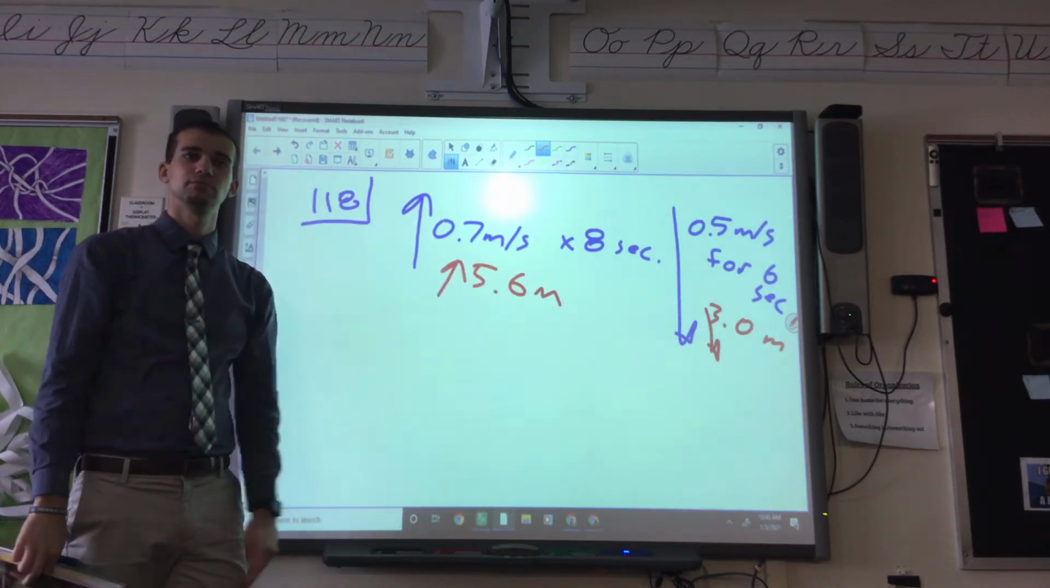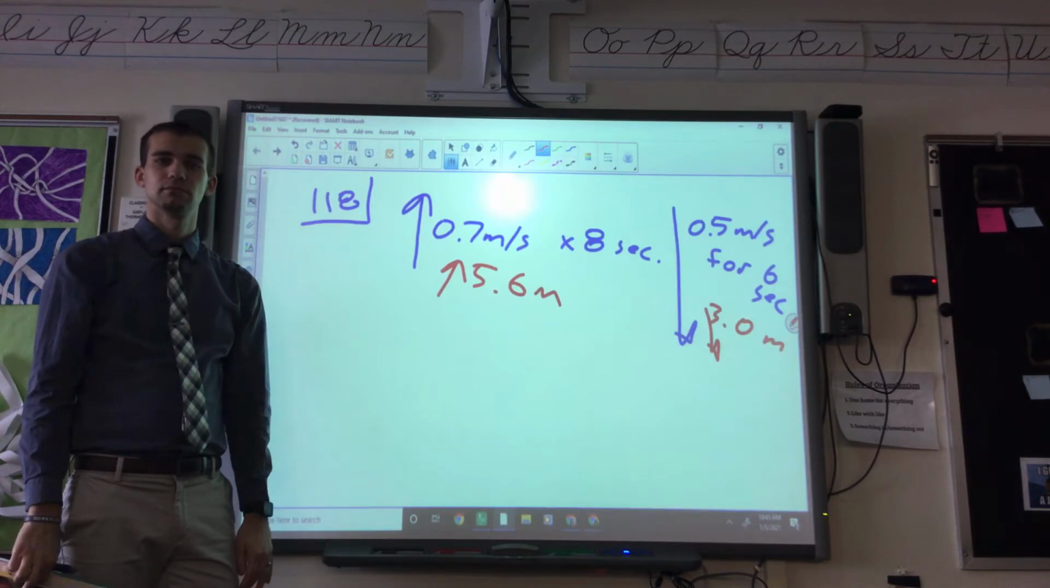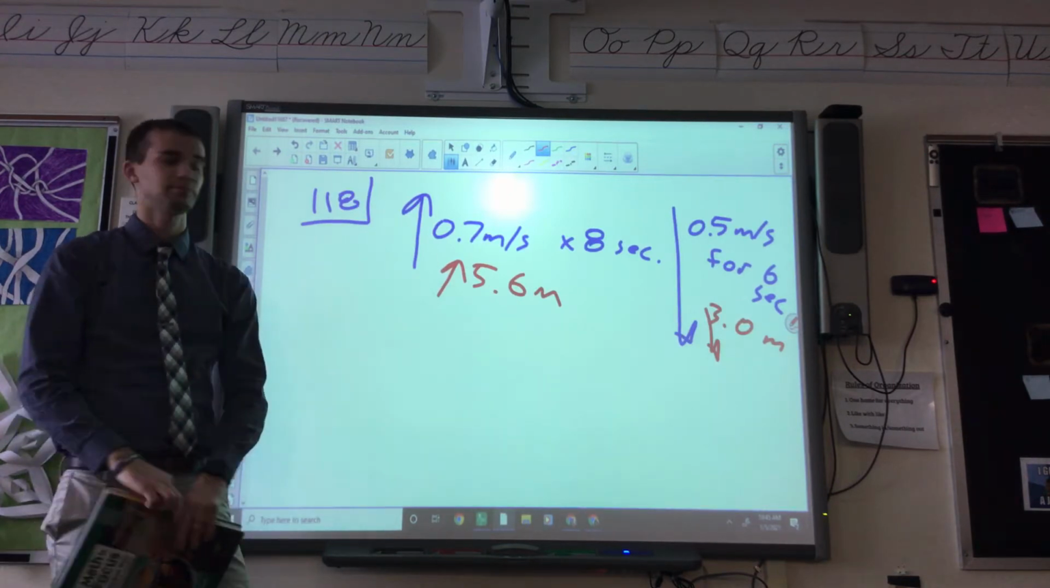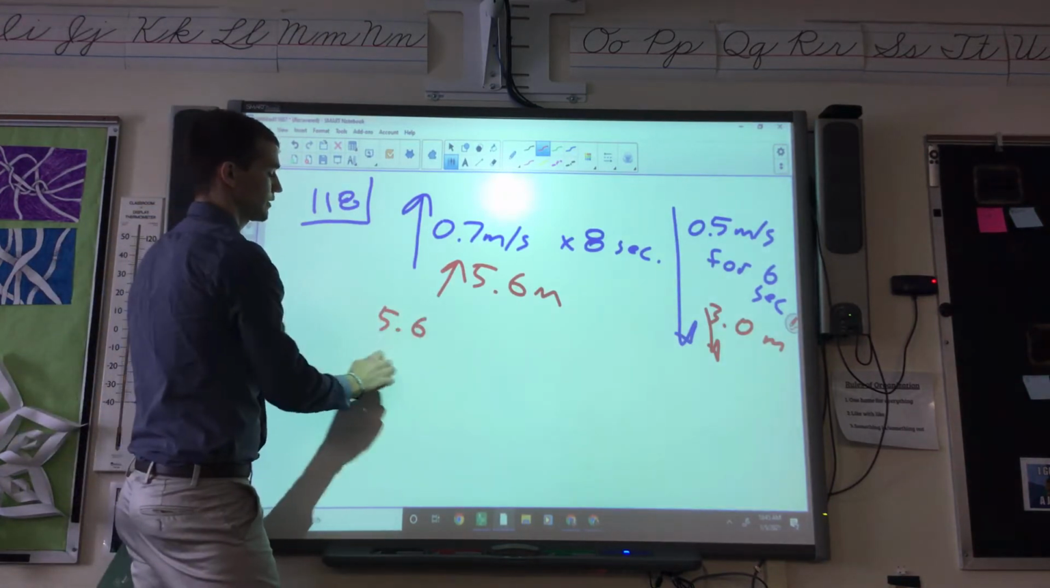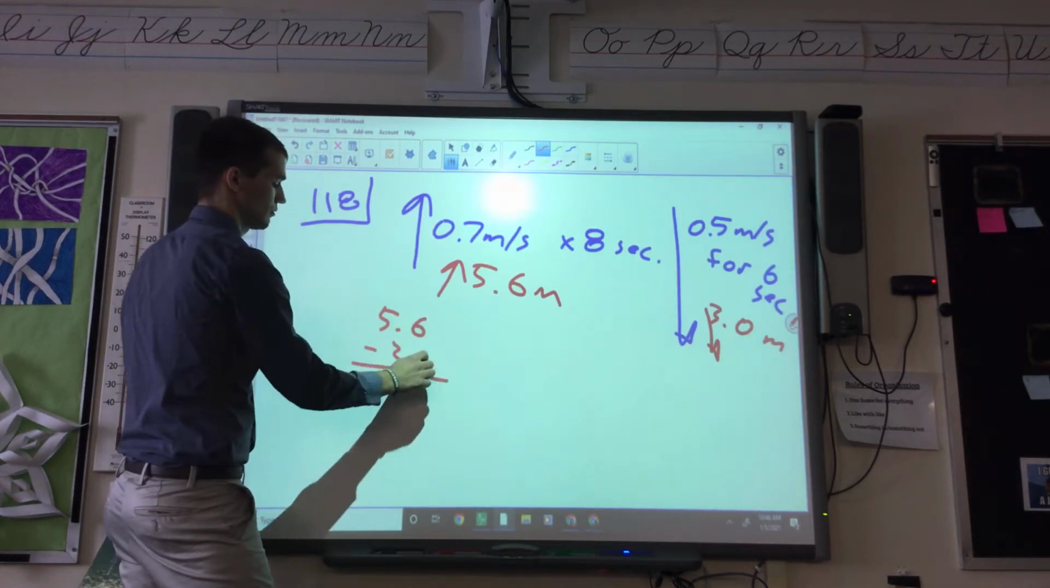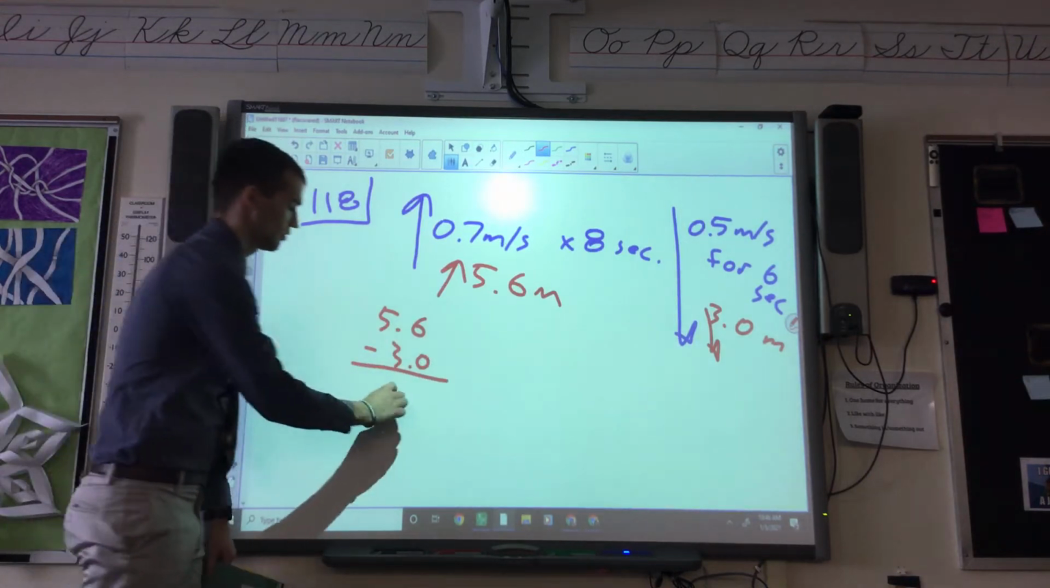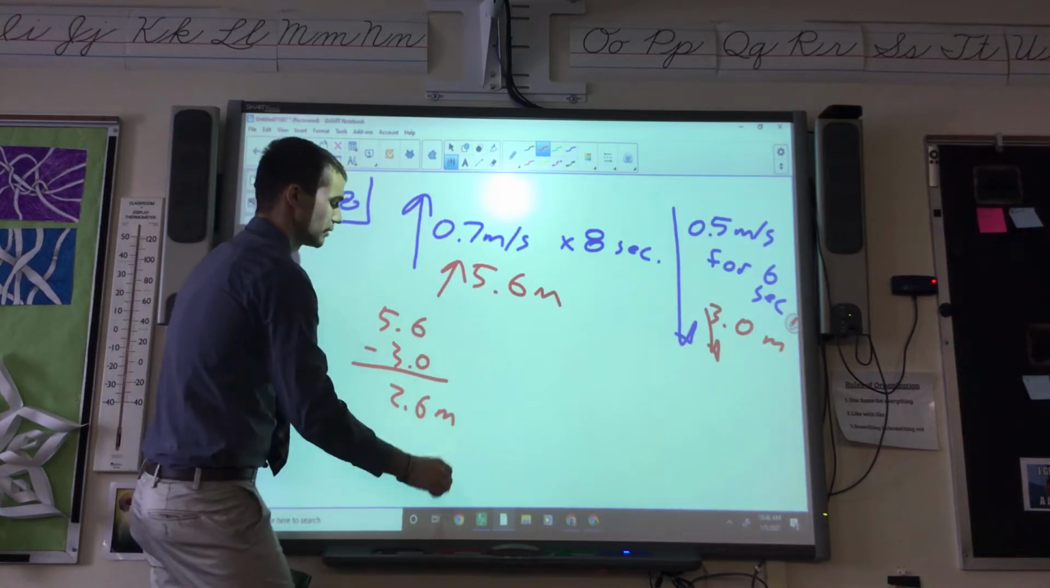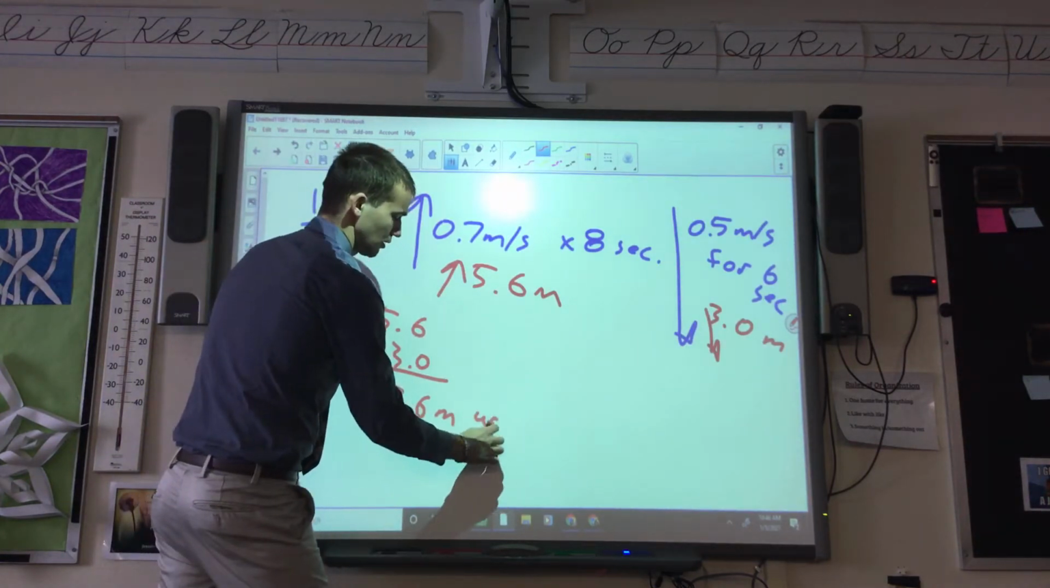So if I have something going up by 5.6, down by 3.0, overall, is it going to go up or down? Up. How much is it going up? 5.6 minus 3.0 is 2.6 meters, and I'm going to say up.